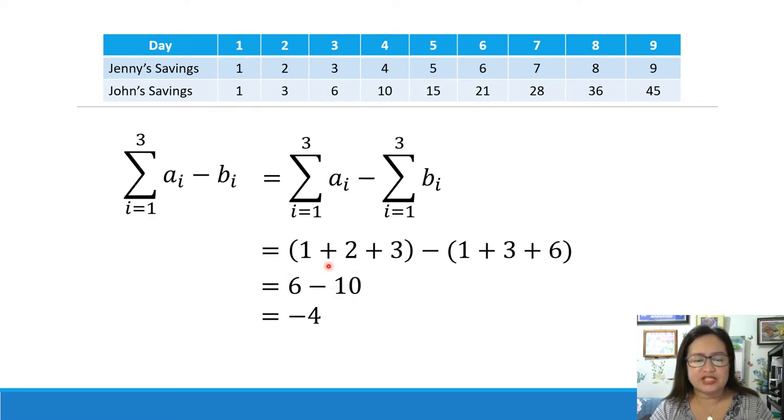Simplifying these expressions, we will have 6 minus 10. Furthermore, when we simplify that, we will have negative 4. So that means John's savings is 4 pesos greater than Jenny's savings on the third day.